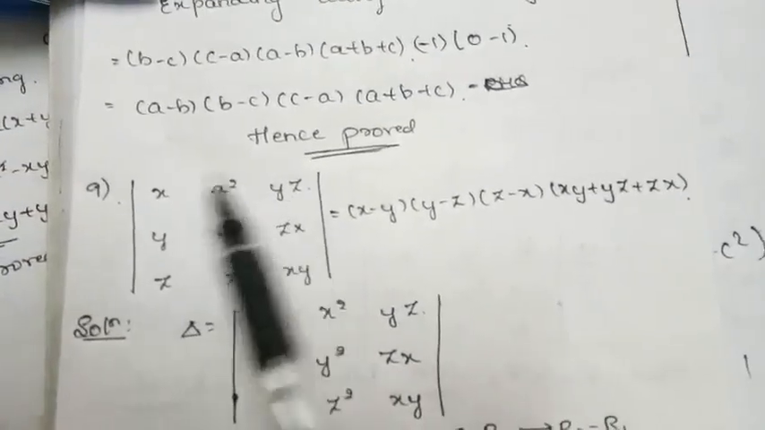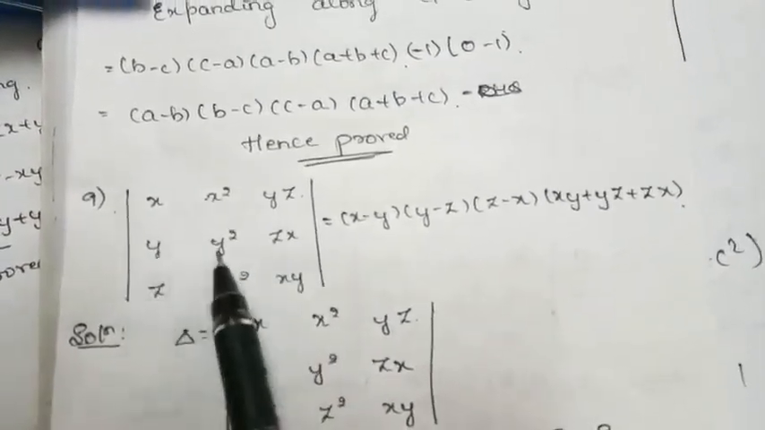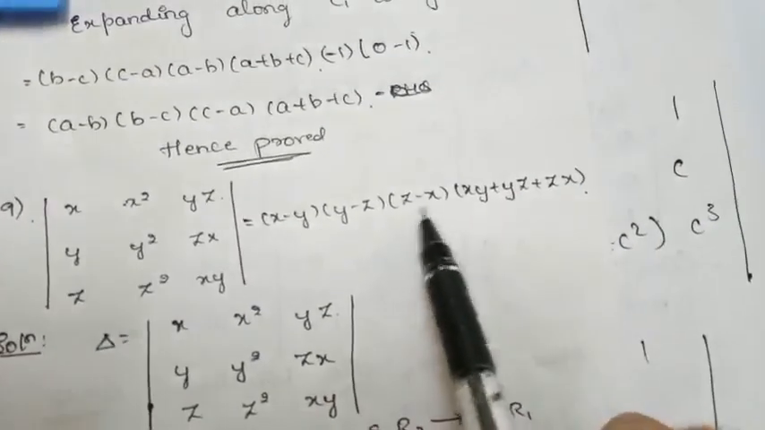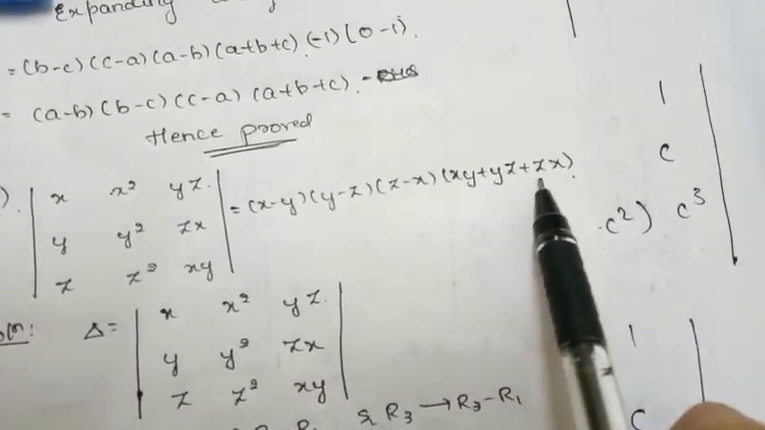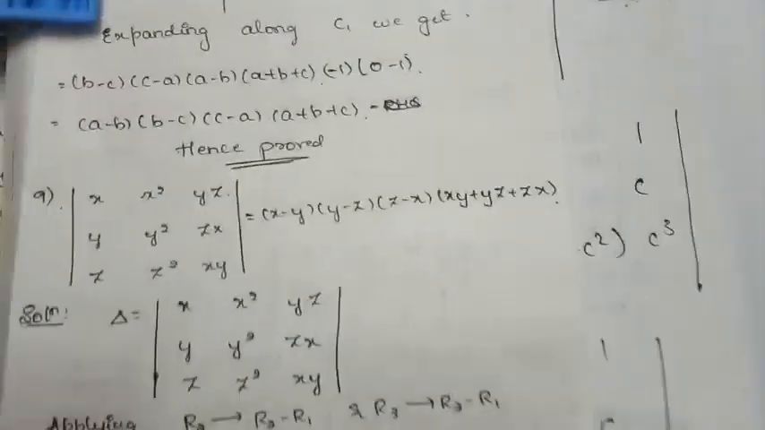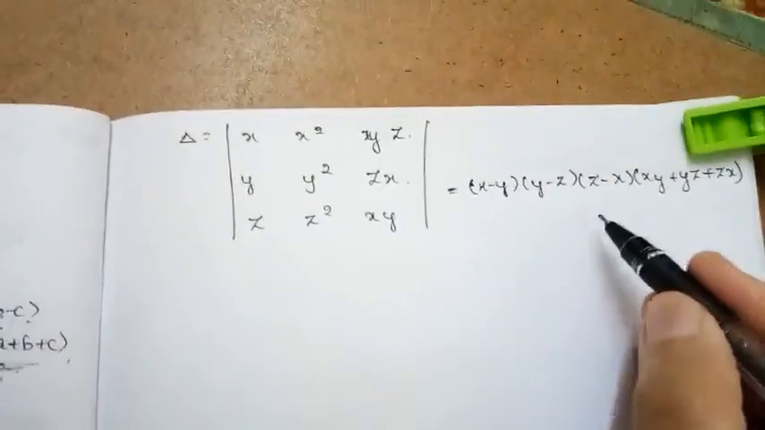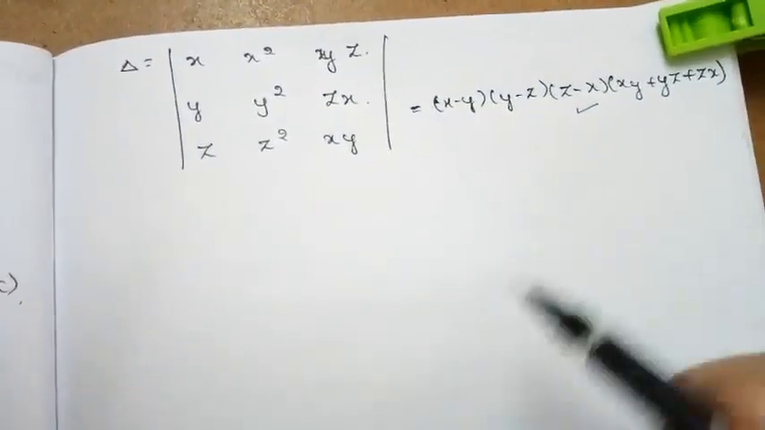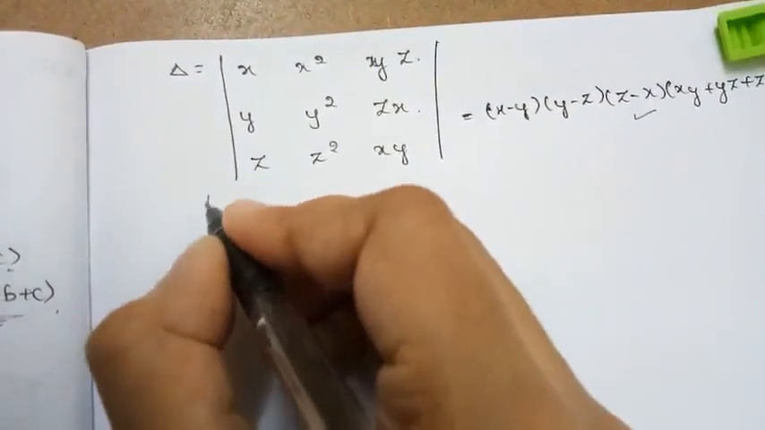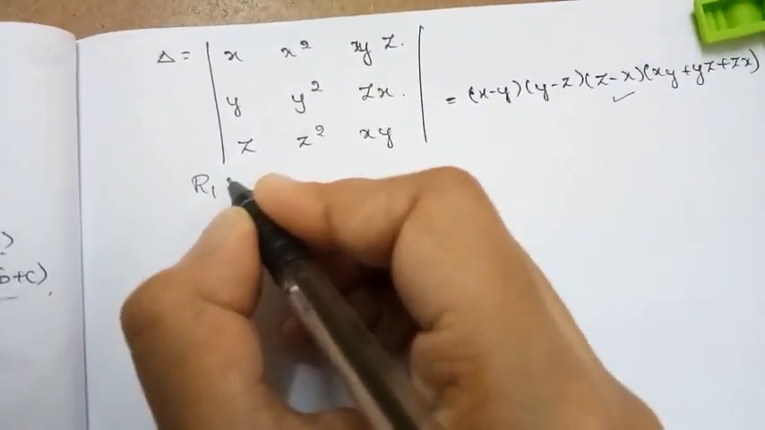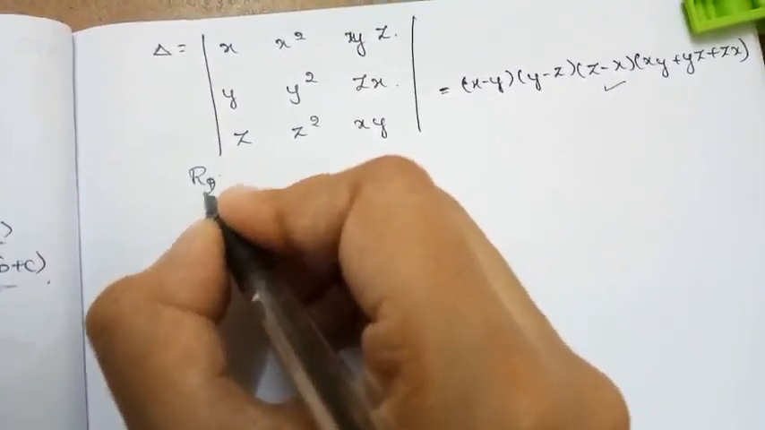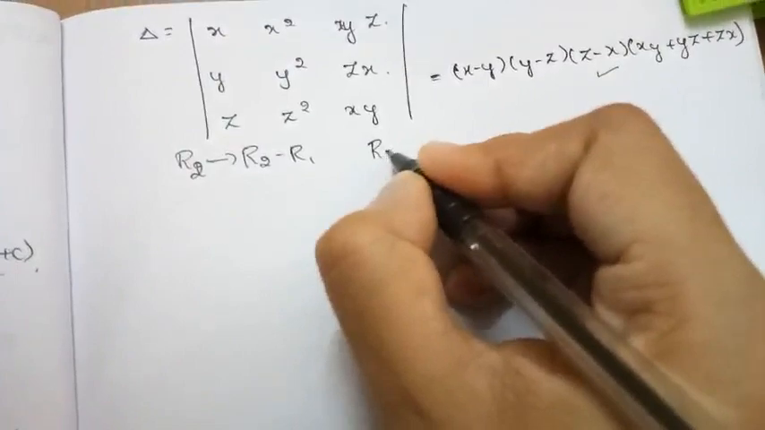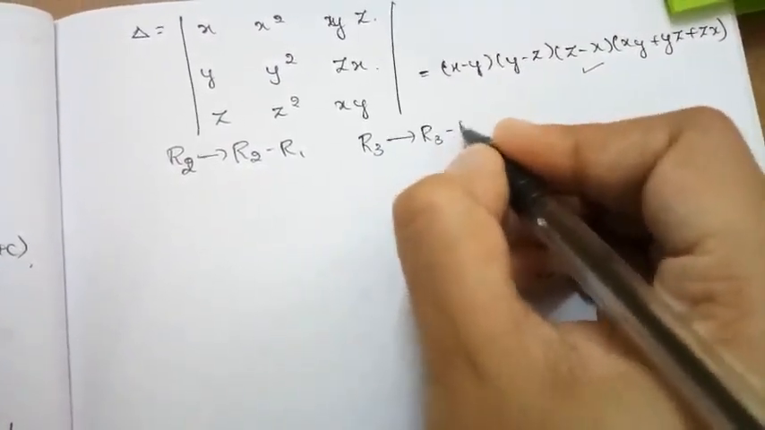The determinant value of x square, yz, y square, zx, z square, xy is equal to x minus y, y minus z, z minus x, into xy plus yz plus zx. We need to show that. As usual, whatever the operation, this is what we need to prove, so just concentrate on the RHS. What is the row operation which we need to apply? You will come to know. First thing I am applying: R2 implies R2 minus R1 and R3 implies R3 minus R1.